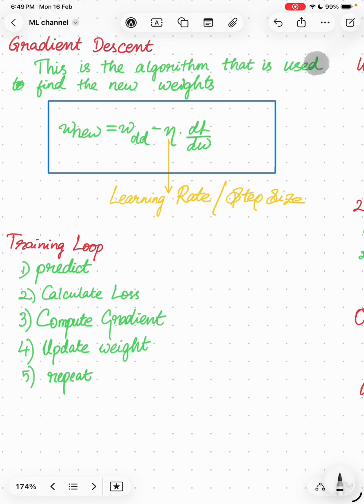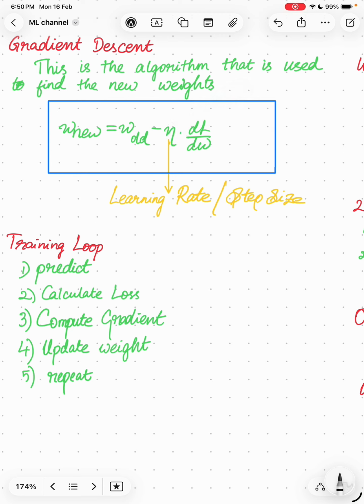Don't be confused, guys. In the following slides, I will also explain how a model training is done. For now, just remember that the value of gradient descent, this algorithm, will be the new weight, and that new weight is calculated using the old weight minus η into dL by dW. This is called η. It's called the learning rate or step size.